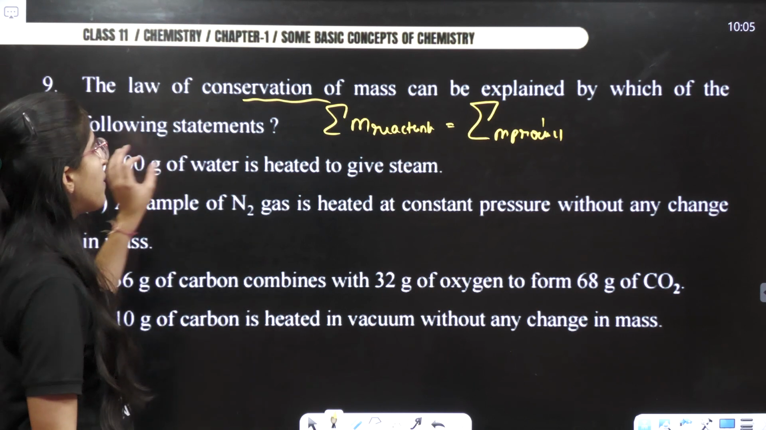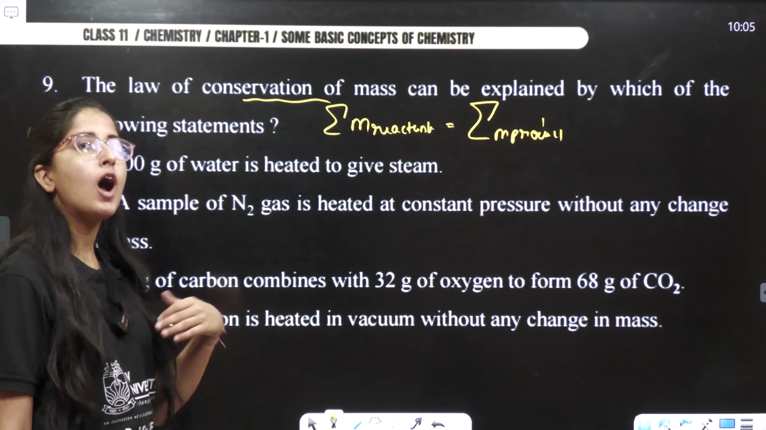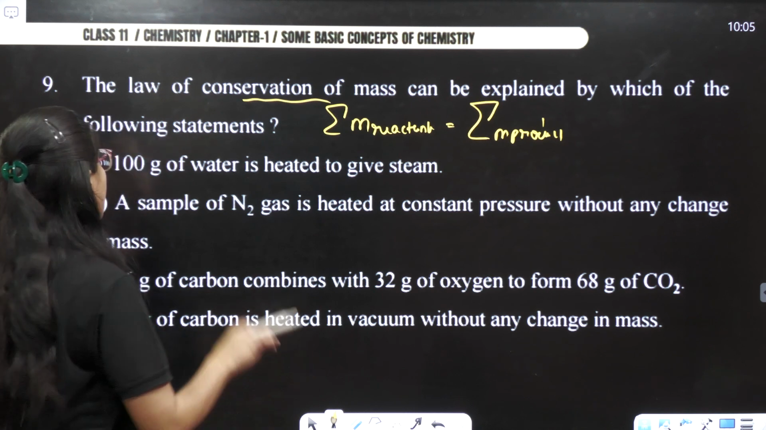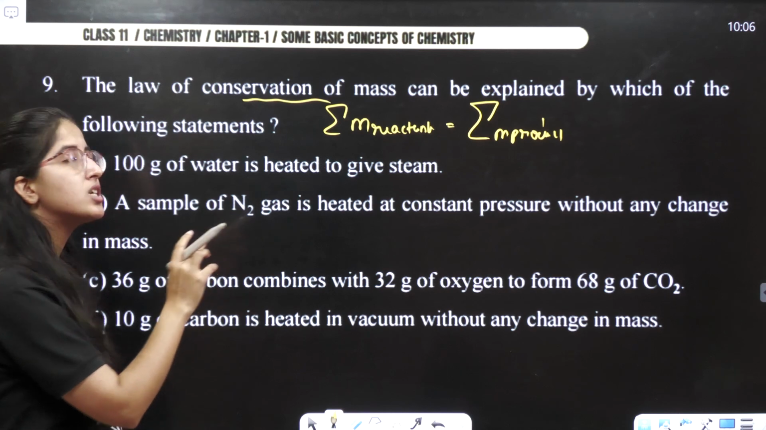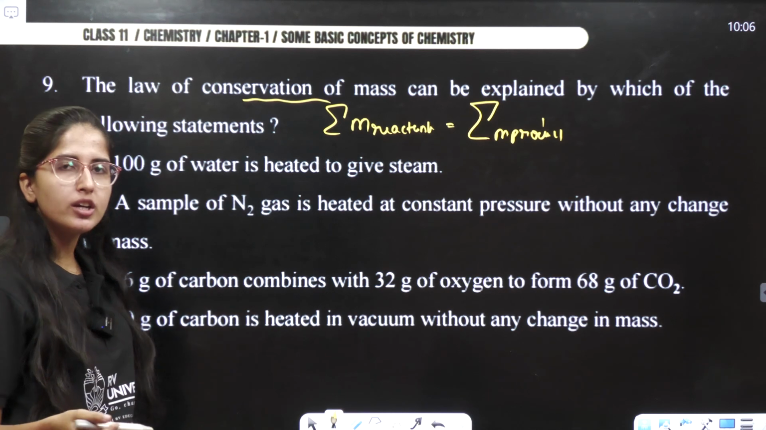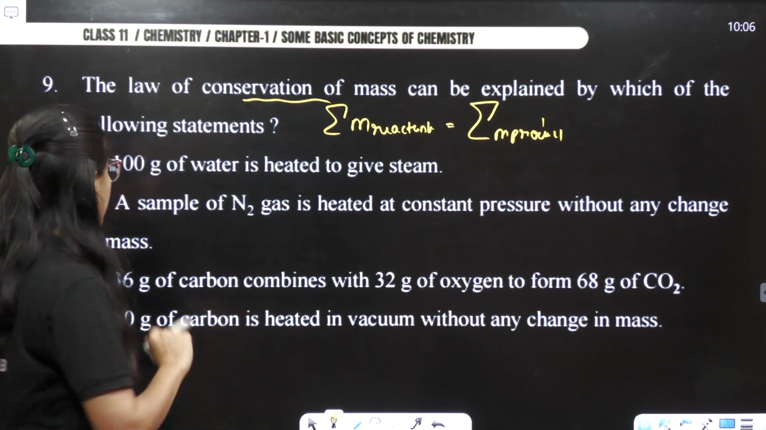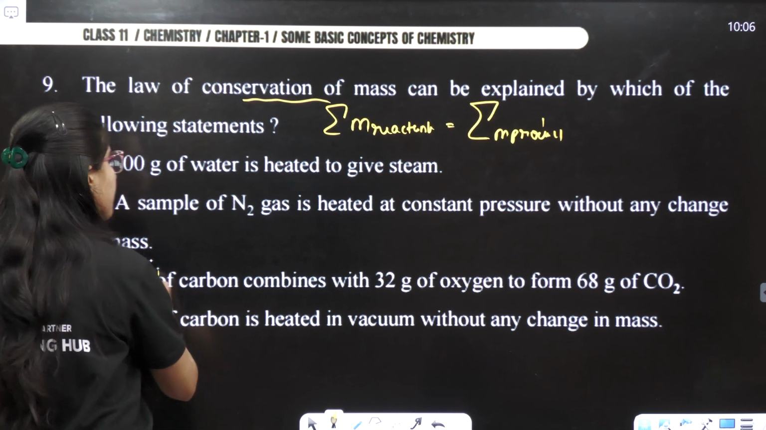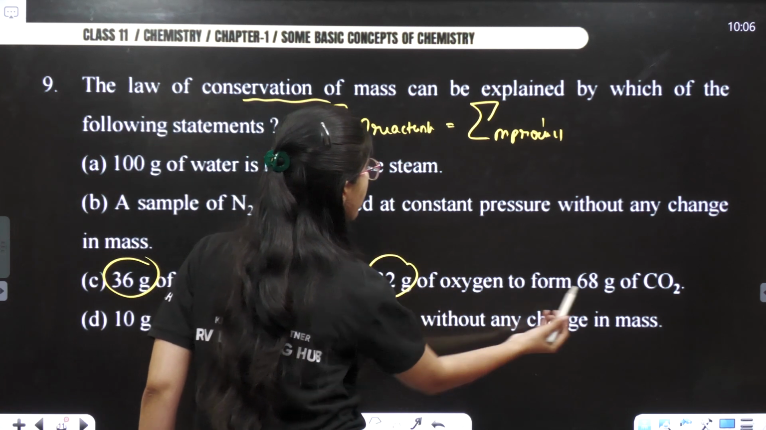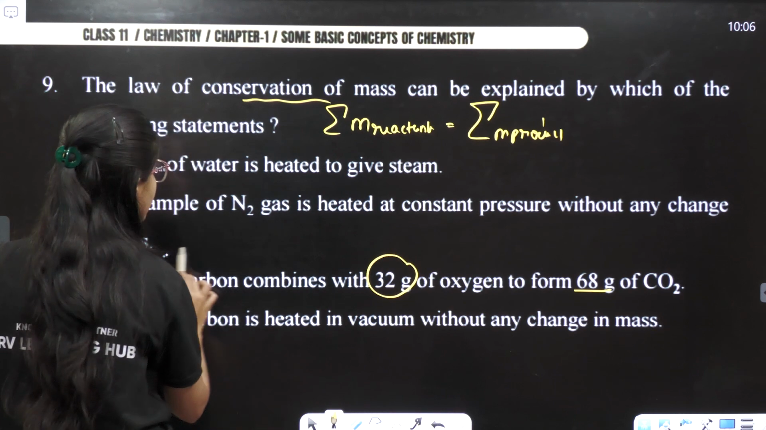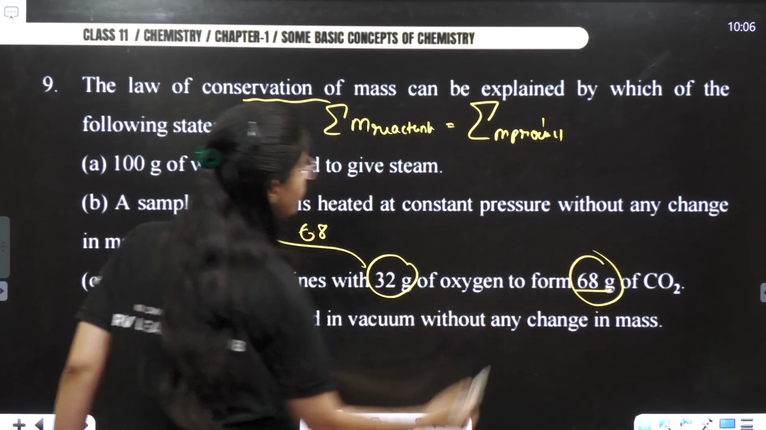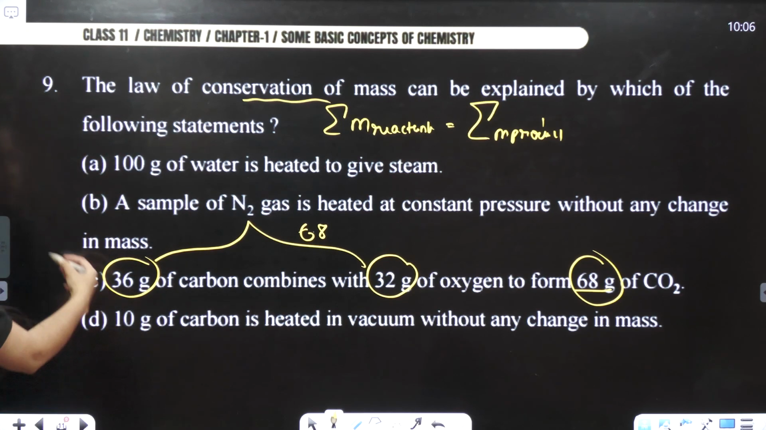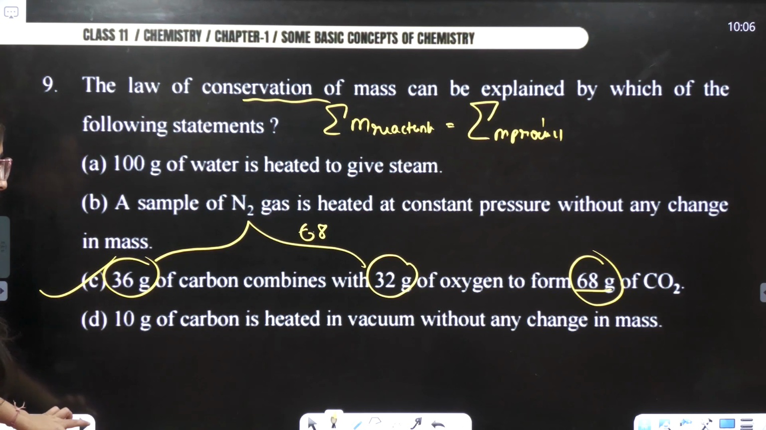So see, 100 gram of water is heated to give steam. But how much steam we have obtained, that we have to know. A sample of nitrogen gas is heated at constant pressure without any change in its mass. So a change in mass has not occurred, but still mass we have to mention. If 36 gram of carbon combines with 32 grams of oxygen to form 68 grams. So here mass of reactants is equal to 68 and it will be giving you 68 grams of carbon dioxide. So option C is clearly the correct option.